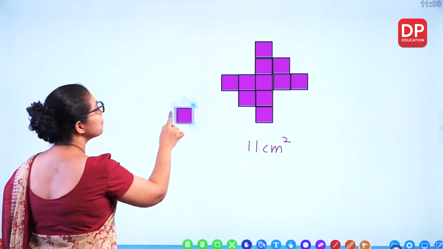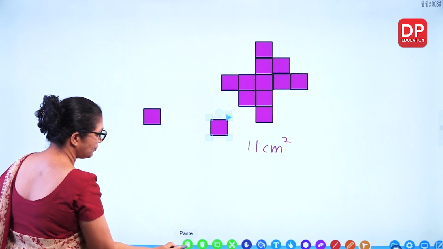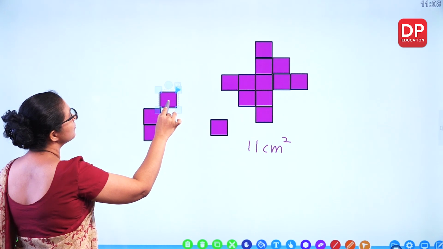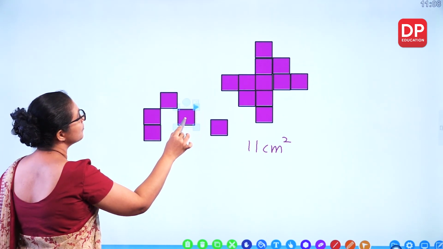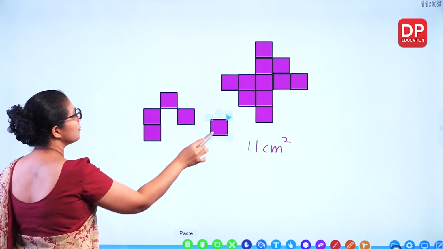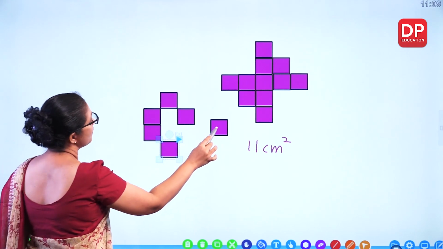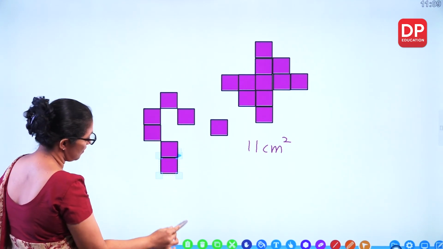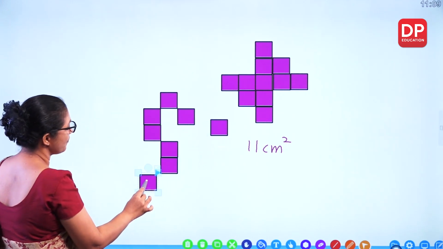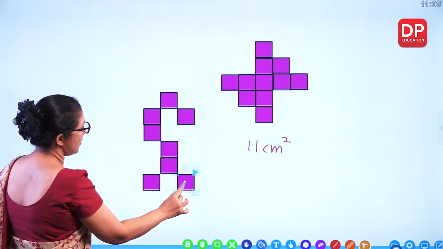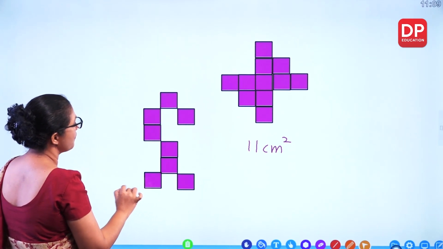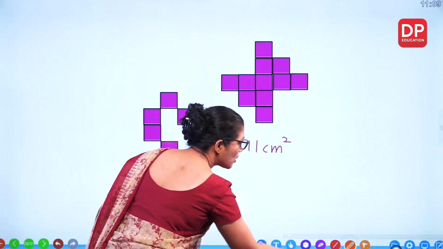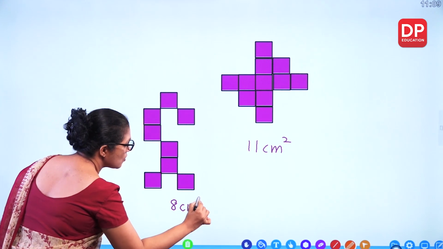Another one more. I'll take something you can create. So another one like this. So how many squares I used? 1, 2, 3, 4, 5, 6, 7, 8 squares I used. So the area becomes 8 square centimeters.